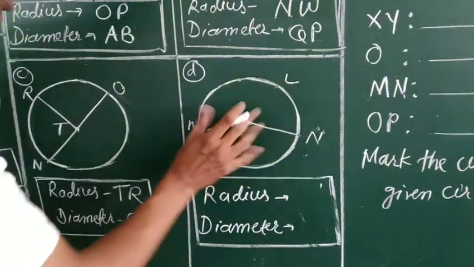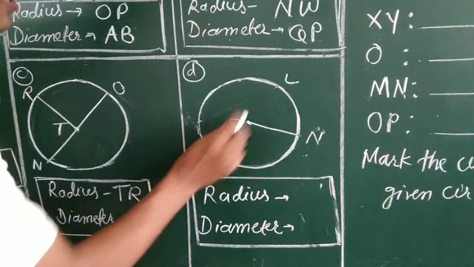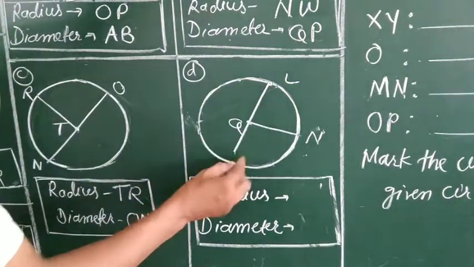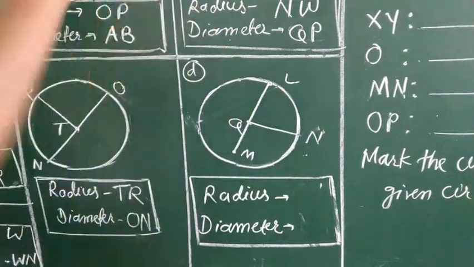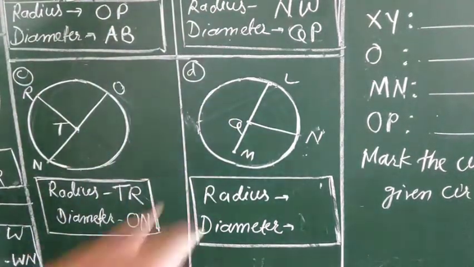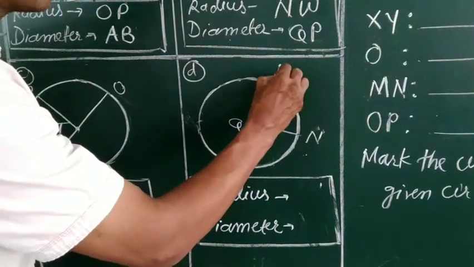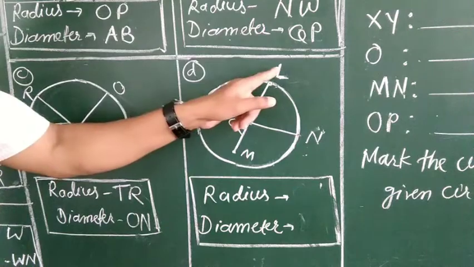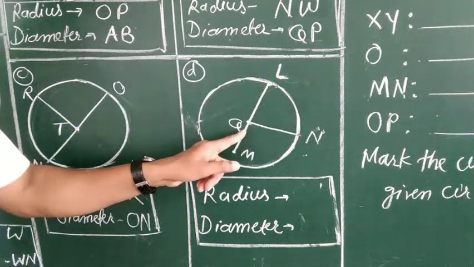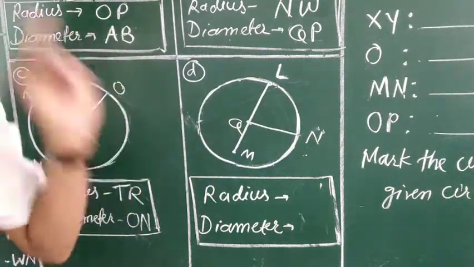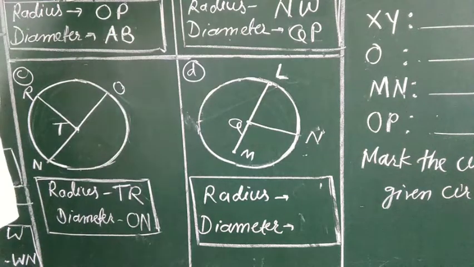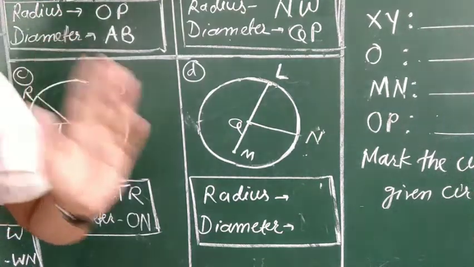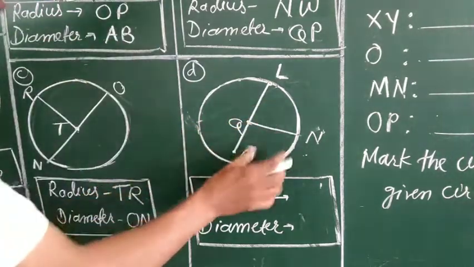Now see, you can make it like this. It is L and it is M. See, if LM passes through the center, still it is not a diameter. Why? Because it does not join 2 points on the circle. That is why it is not a diameter.